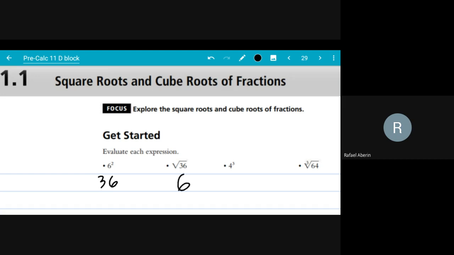Okay. What about 4 cubed? This one is read as 4 cubed. That would be to multiply 4 by itself 3 times. All right. 4 times 4 times 4 would give you 64. And we have this, which is read as the cube root of 64. Or what is that number that when you multiply it by itself 3 times gives you 64? And the answer is 4. Okay.